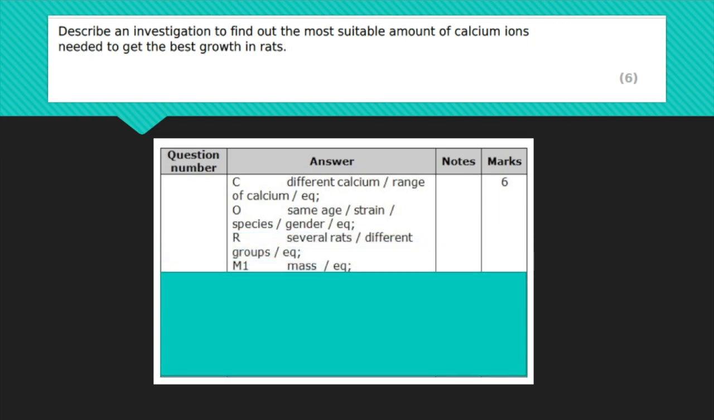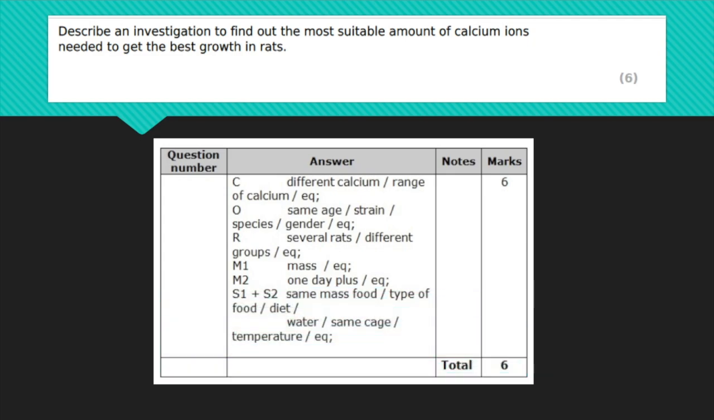And then M1, when I talk about my dependent variable, I'll say I'm going to measure the mass of the rats, and I'm going to say that I'm going to measure their mass for a period of time of about a day, maybe more. You can decide what you think is an appropriate amount. And then for the standards, other things that might affect the mass of rats could be the same: make sure that they have the same food, the same diet, keep them in the same cage, same temperature, things like that.